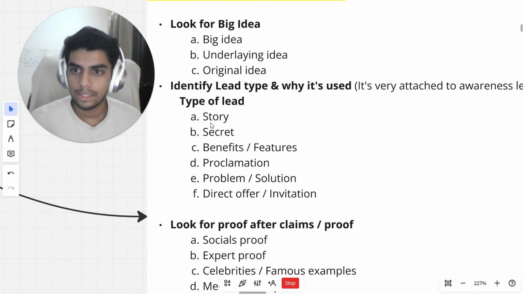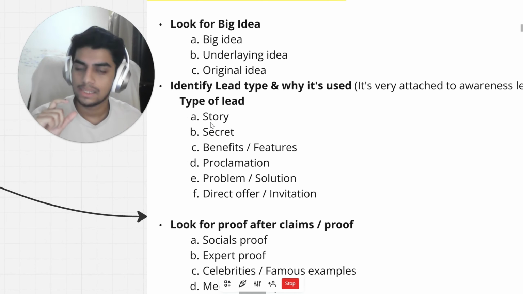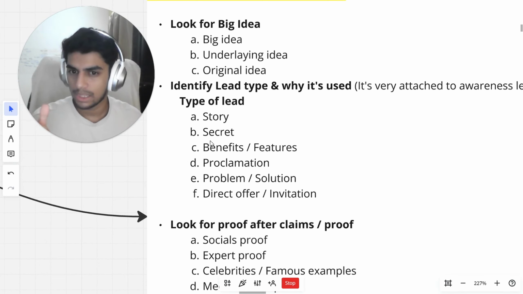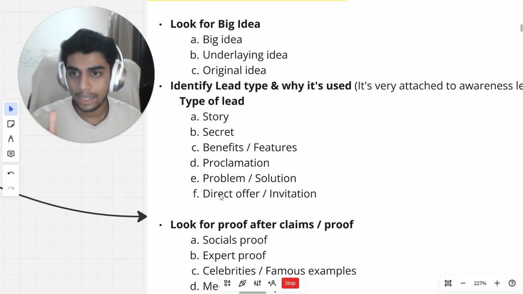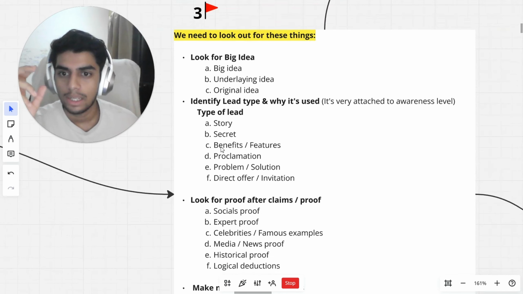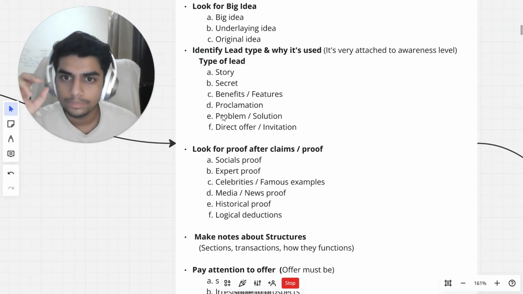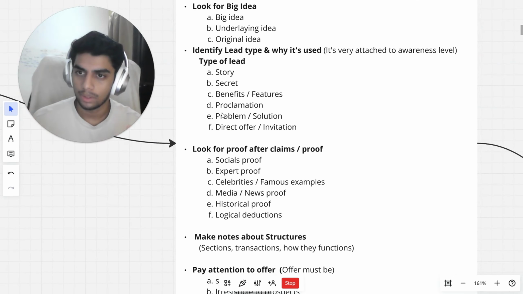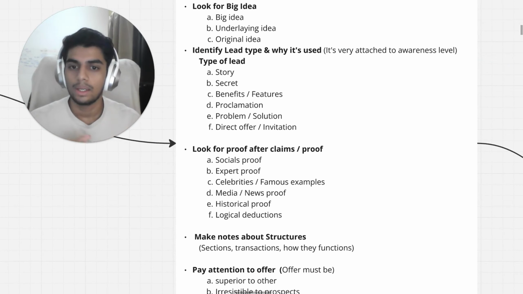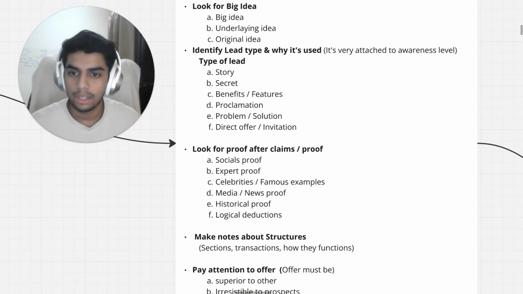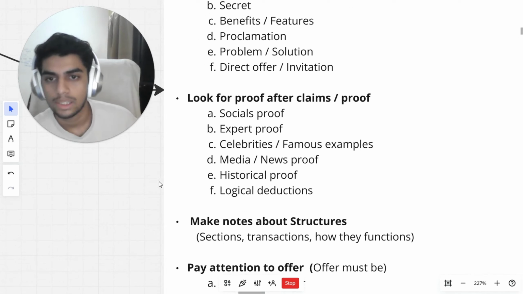First, you need to understand if the copy is presenting a story, some secrets, benefits or features, any claims, any proclamation, any problem solution, direct offer, or invitation to an offer. All right, so these are the lead types. And again, this is what you see in a copy. This is what you need to look after. These are the things you need to see in a copy when you are going to break it down. You will see different things.